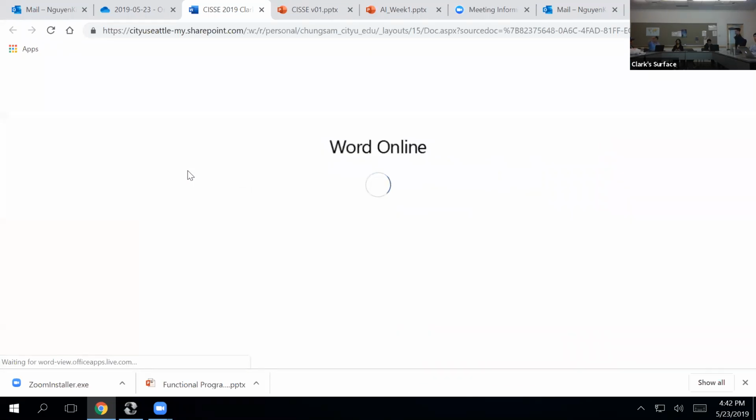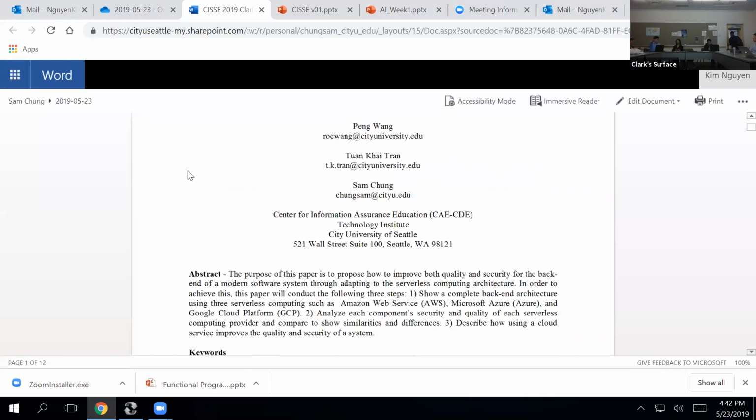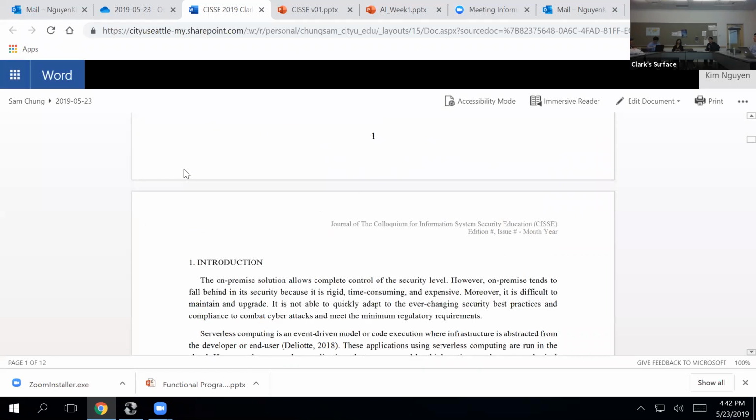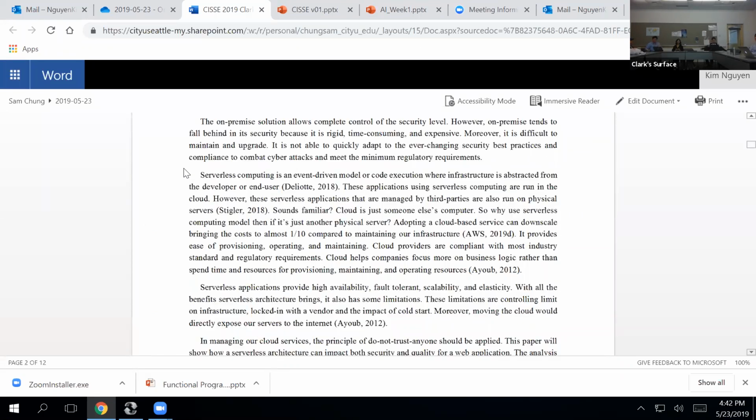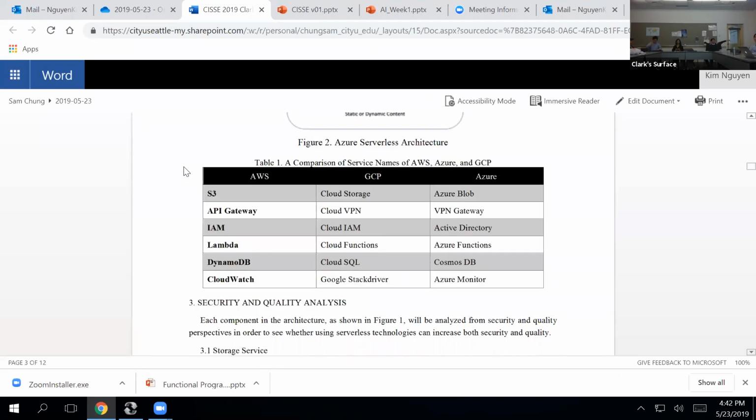No, first they should accept this paper. If they accept the paper, then they invite us to present here, at your own expense. This is the whole paper.